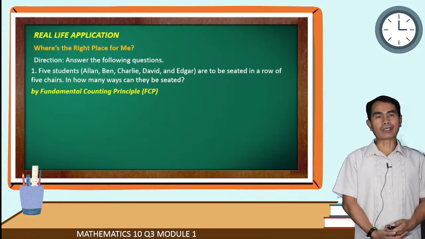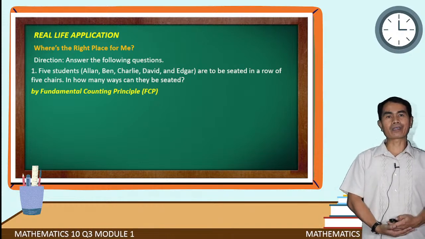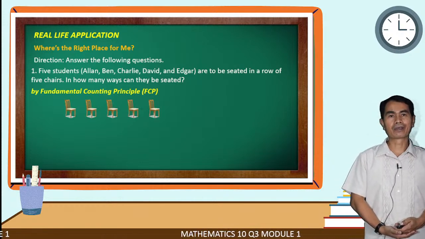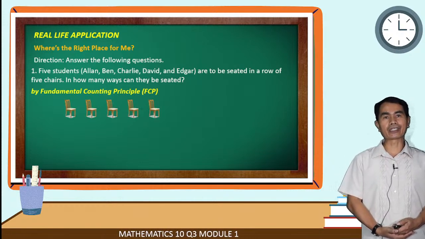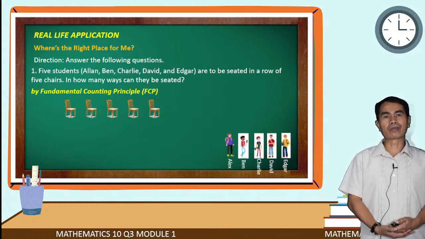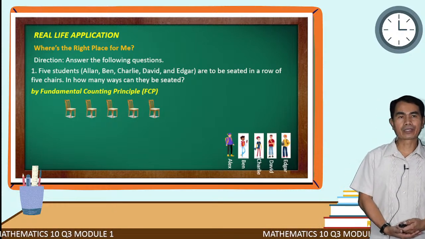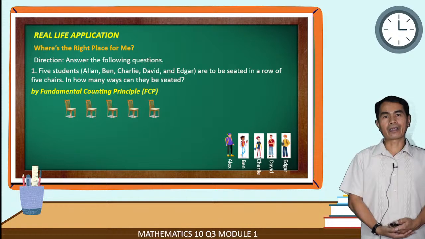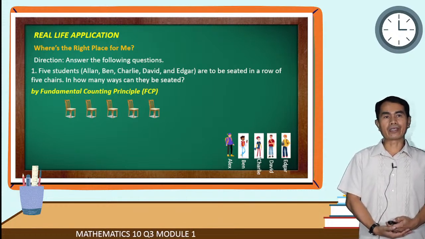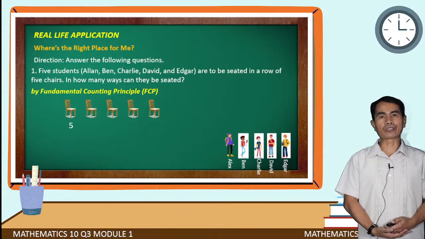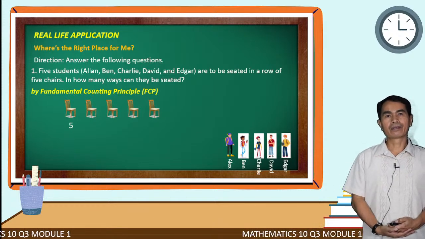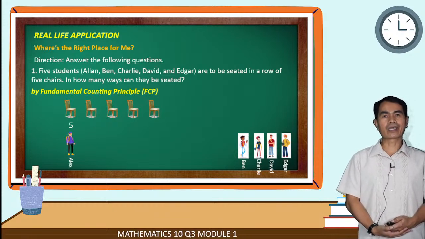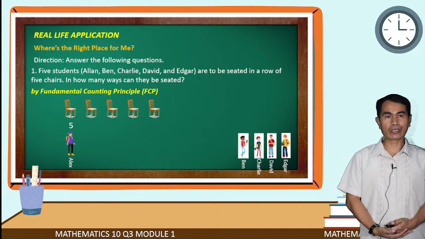We use the fundamental counting principle. For a quick solution or answer, we use this fundamental counting principle. Of course, there are 5 chairs in a row, and there are 5 students in the class. The first chair can be seated by any one of them, so we have 5 choices for the first chair. Assuming Alan is seated on the first chair, for the next chair, we have only 4 remaining students to choose from.